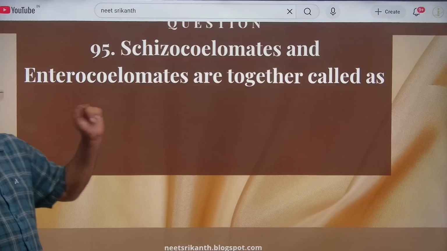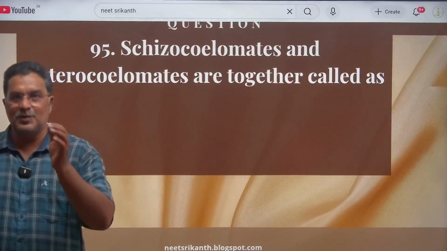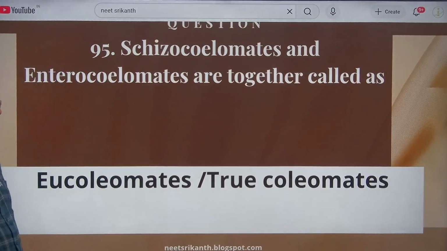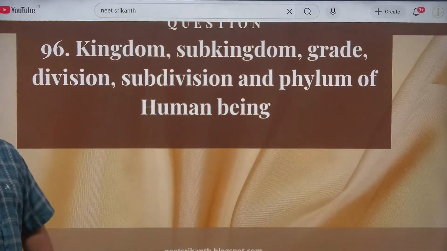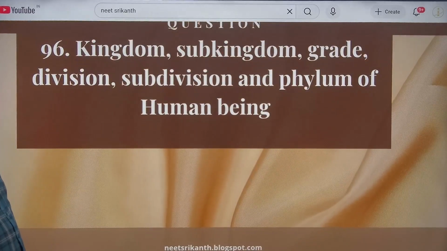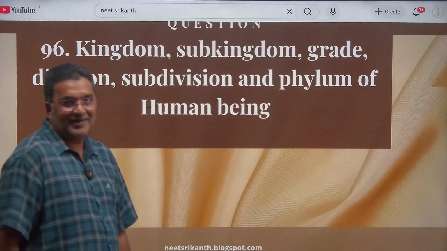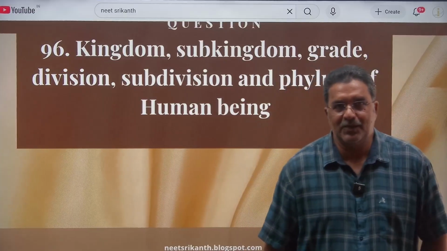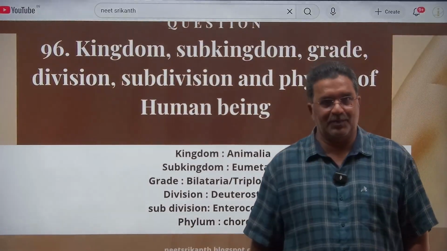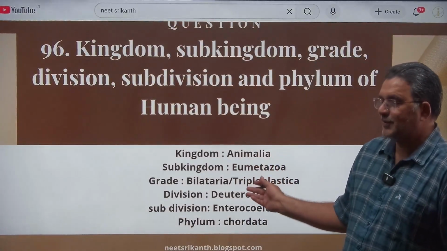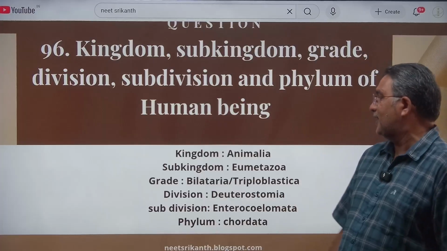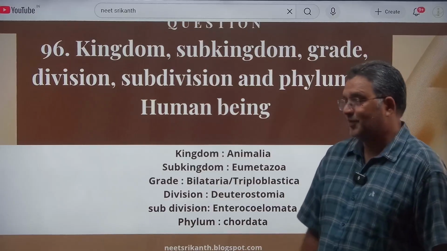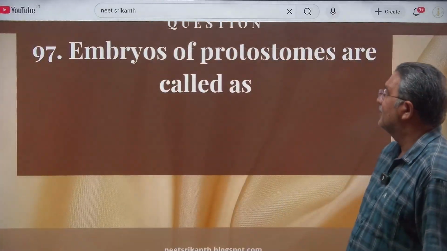Schizocoelomates and enterocoelomates together are called eucoelomates. Why? Because both have a true body cavity. Eucoelomate or true coelomate. Okay, human beings, we belong to Chordata, isn't it? So that means kingdom Animalia, subkingdom Eumetazoa, grade Bilateria or Triploblastica, division Deuterostomia, subdivision Enterocoelomata, phylum Chordata. Our taxonomic position in the animal kingdom, human.